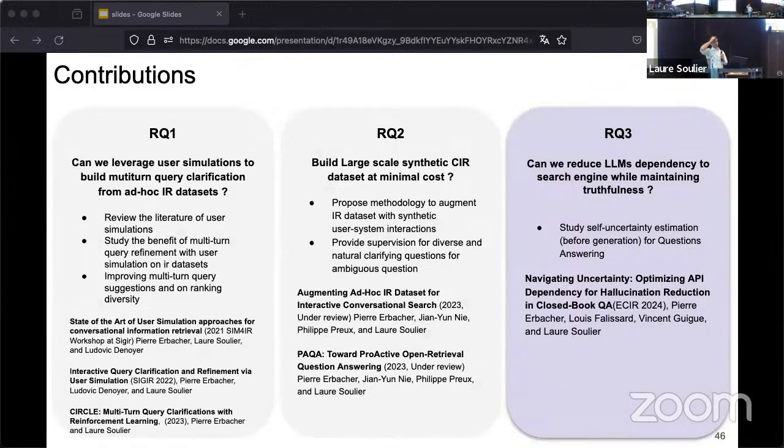So lastly, previously we saw interaction between user and system, so system to user, to better understand the user's need. In this last work, we are interested in system-to-system interactions.